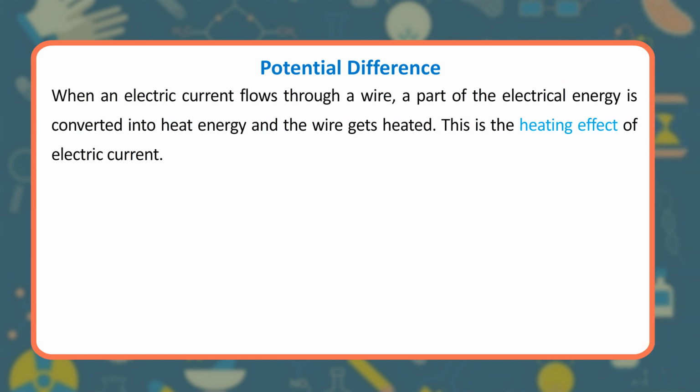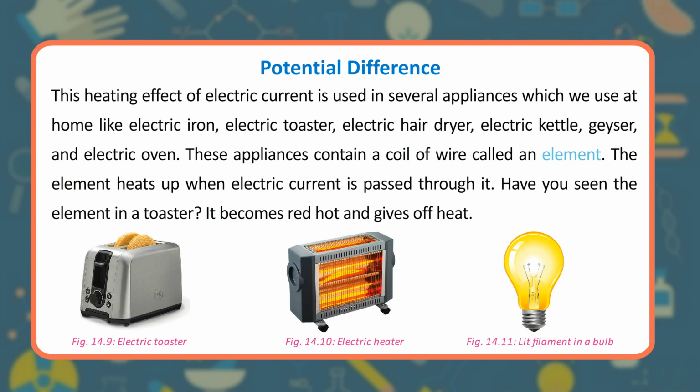When an electric current flows through a wire, a part of the electrical energy is converted into heat energy and the wire gets heated. This is the heating effect of electric current. This heating effect of electric current is used in several appliances which we use at home, like electric iron, electric toaster, electric hair dryer, electric kettle, geyser, and electric oven. These appliances contain a coil of wire called an element. The element heats up when electric current is passed through it.